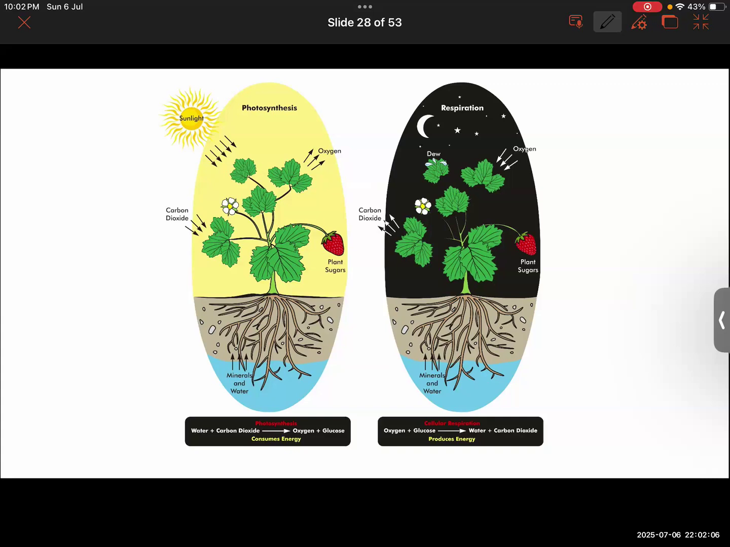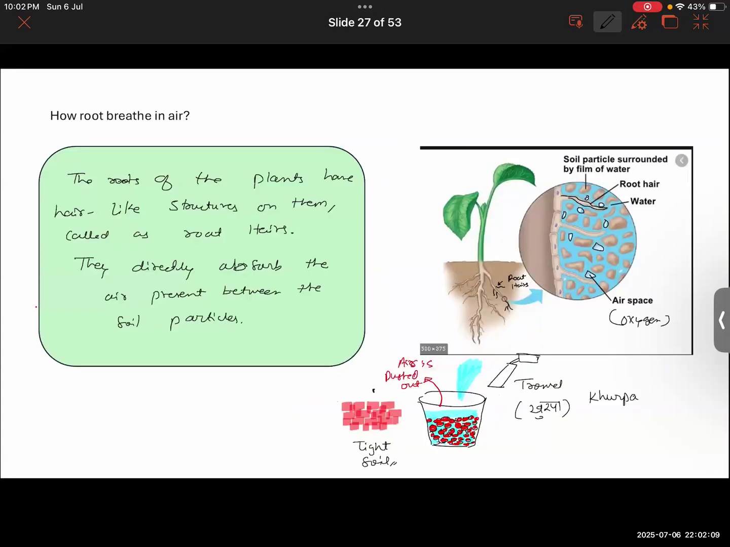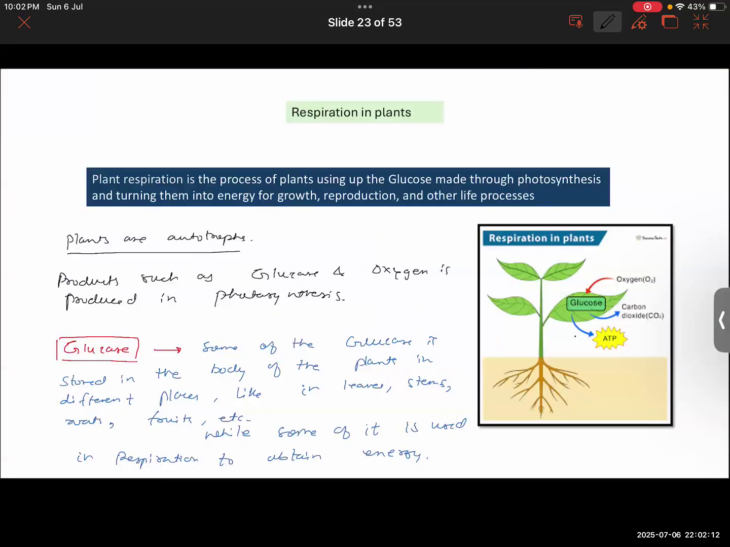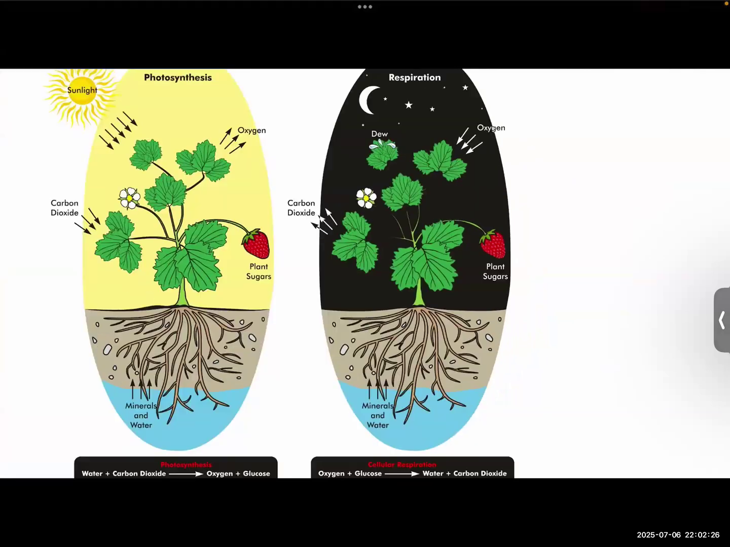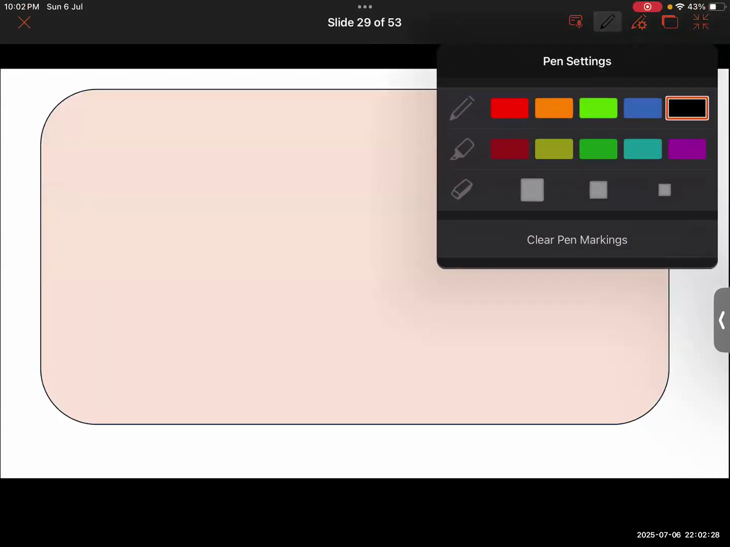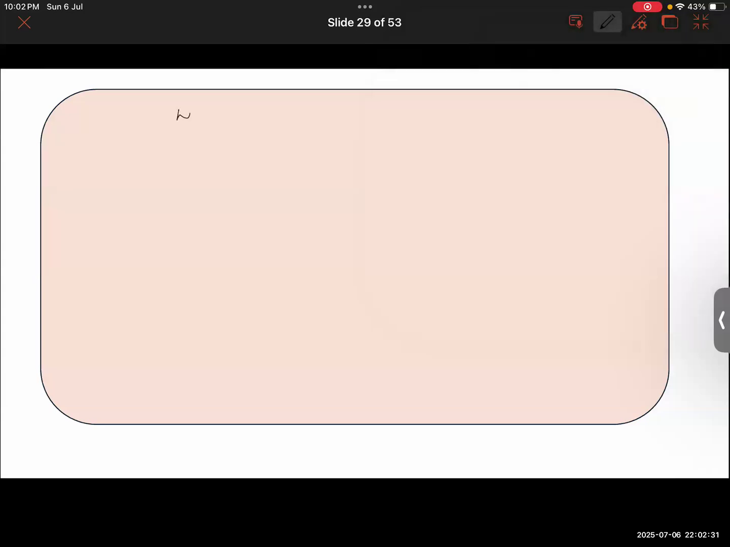Good. Then what exactly is happening in this process of respiration? One thing we have learned is that plants do carry out respiration. They break down glucose, and they need oxygen to carry out this process. But what is exactly happening in respiration? Let us talk about that also. See, respiration in plants. If I were to write down the word equation for respiration in plants.